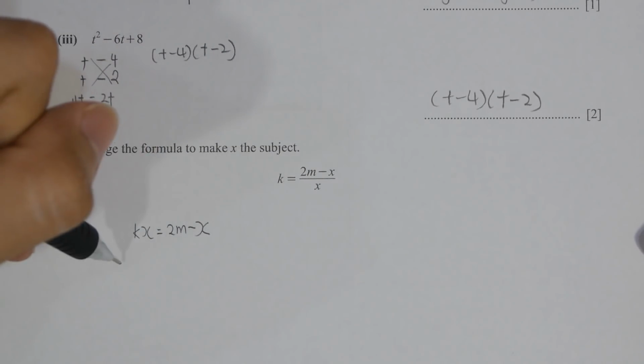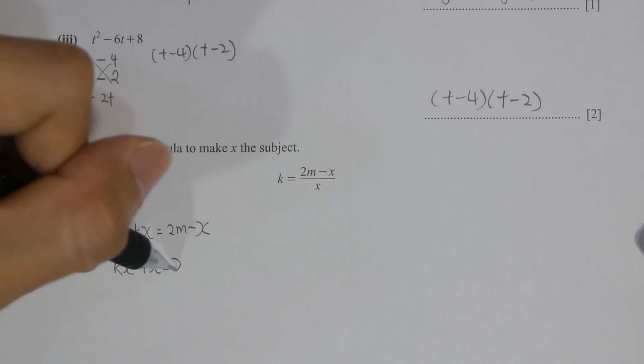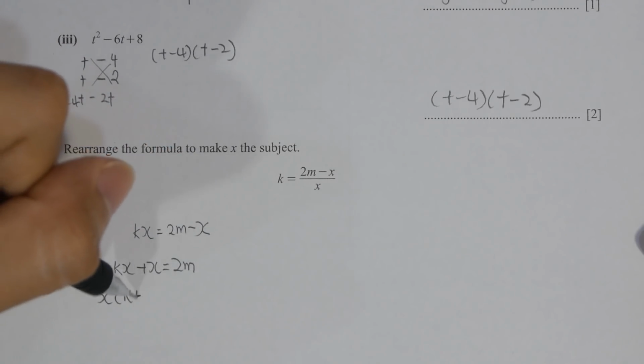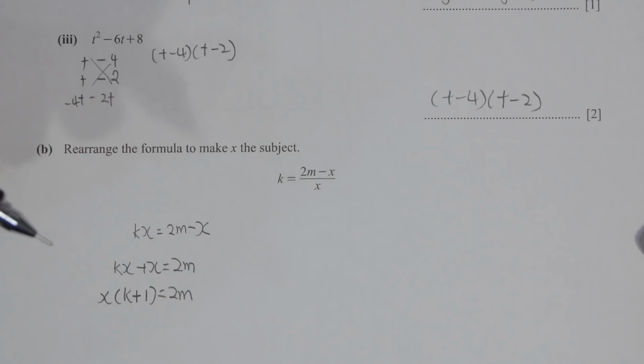Part B, simply rearrange it, then you will land on the answer of x equals 2m over k plus 1.